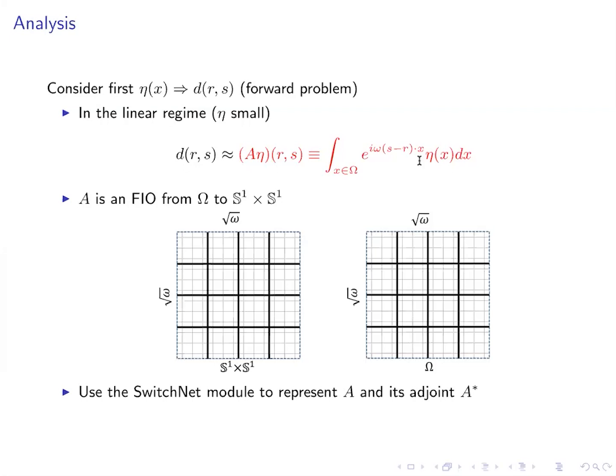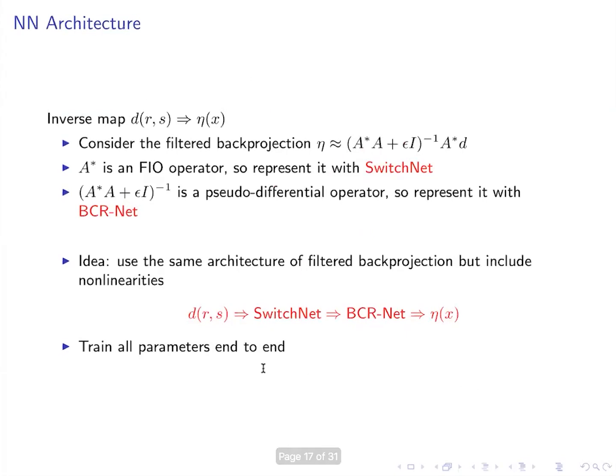Now, if you take a look at the adjoint of this operator, it just replaces this phase function by a minus sign. So that will also be an FIO. Therefore, the adjoint of this operator can also be represented by a Fourier integral operator, and we can also use a SwitchNet to do that. Now let's look at how we do the inverse problems.